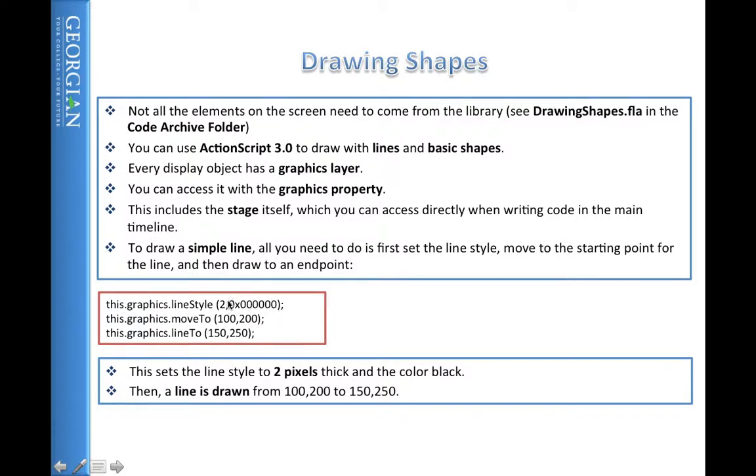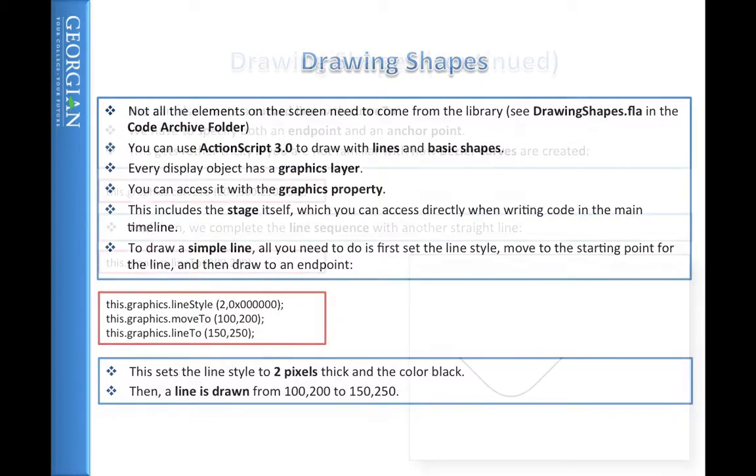So here's my line style, right? So my color would be, this would be a black line, right? Here's the starting point, 100, 200, and you're going to go to 150, 250, right? So this is 2 pixels thick, black, and it's a line that goes from 100 to 150, about 50 pixels wide, and maybe a little bit more, maybe about 100 pixels. Okay, so let's take a look at how this works. If you go to drawingshapes.fla, you can see the completed all the shapes here. But let's just go one by one.